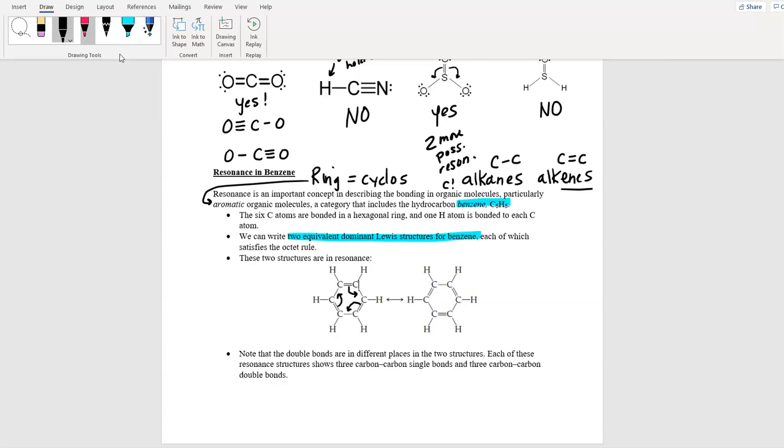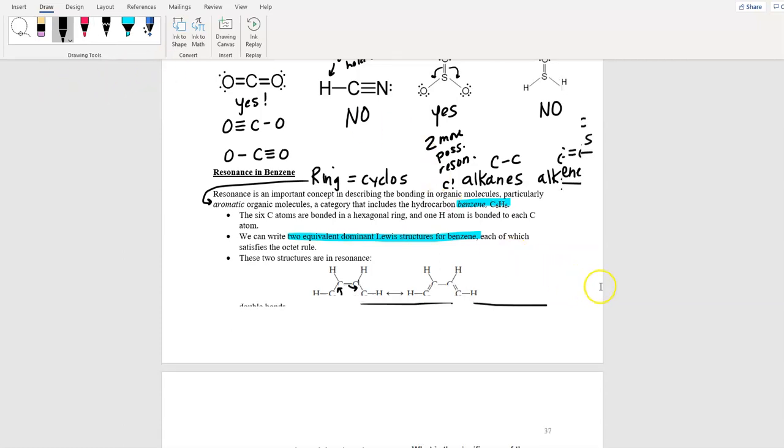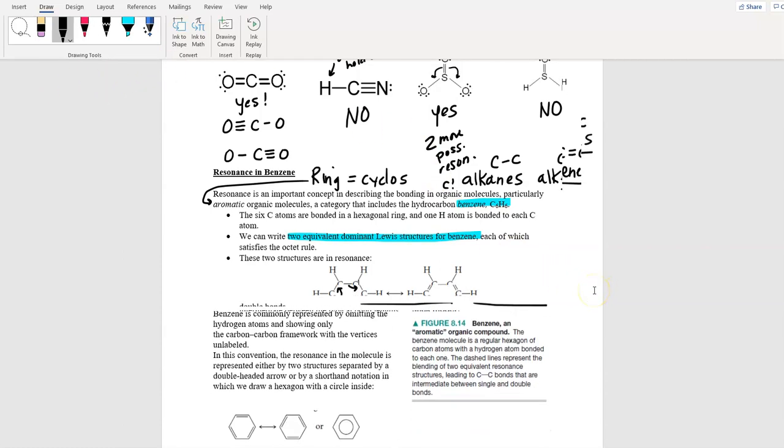Each of these resonance structures shows 3 carbon-carbon single bonds and 3 double bonds. No matter what, you still have 3 on this side and 3 on the other side. You just put them in a different location, and that is the definition of resonance, moving electrons around. I wanted to include benzene so that you don't see something like this on the AP test and start freaking out.